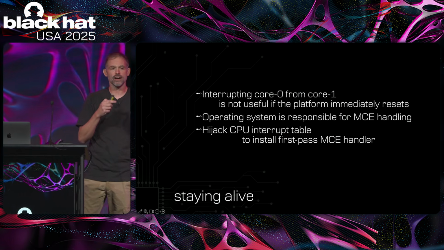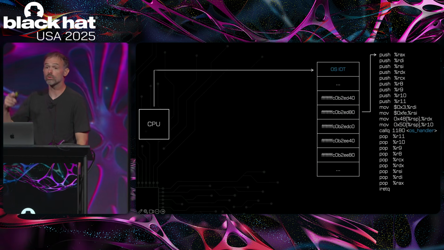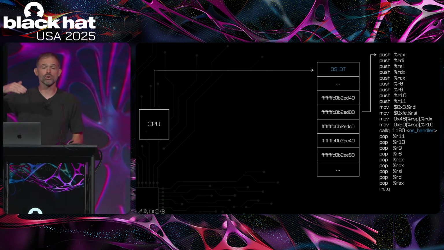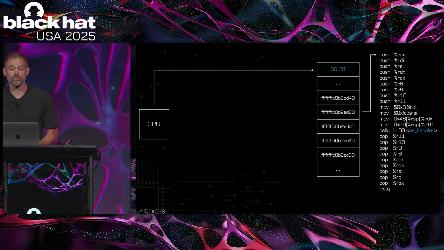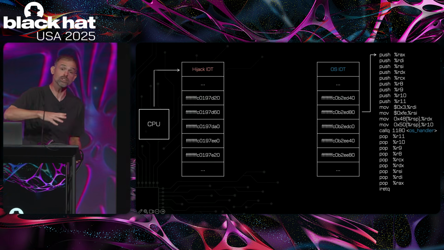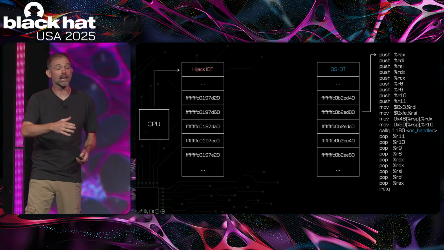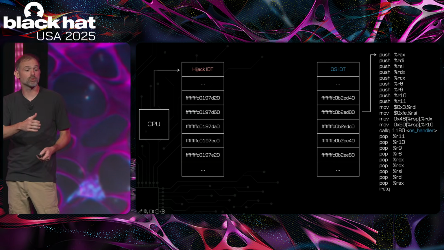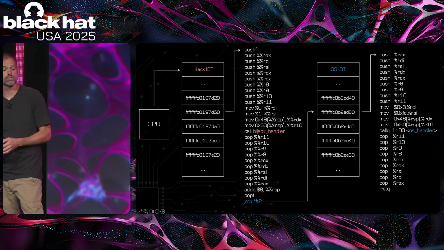So maybe we can hijack the CPU interrupt descriptor table and install a first-pass machine check handler here. So the way this would normally work is the CPU is going to look up in the interrupt descriptor table what the operating system wants to execute when it finds a machine check exception. But what we can do is we can install a different interrupt descriptor table first. Our hijack IDT will get control first when there's any interrupt or exceptions. And usually what I have it do is just do some pre-processing and then hand off control to the operating system.